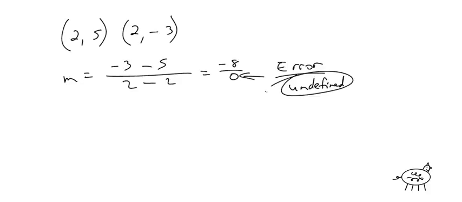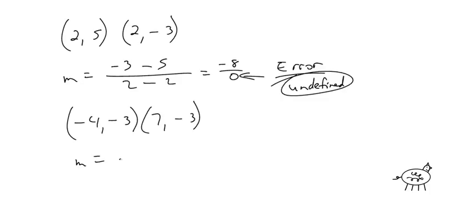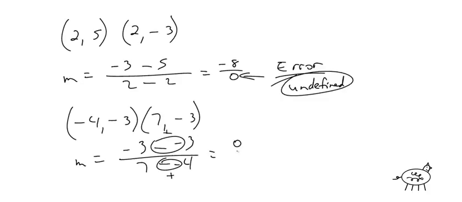All right, and let's give you another example here. Negative 4 comma negative 3 and 7 comma negative 3. So m equals y2, so negative 3 and negative 3 and 7 and negative 4. So that becomes plus, that becomes plus. We get negative 3 plus 3 is 0 over 11. And if you put that in your calculator, you actually get 0. So that's what that answer is. This one is a 0 slope.